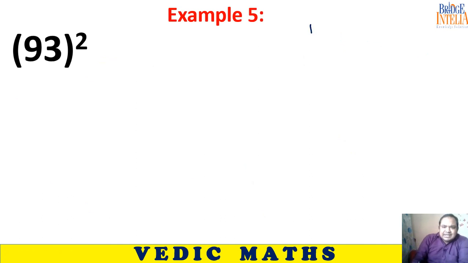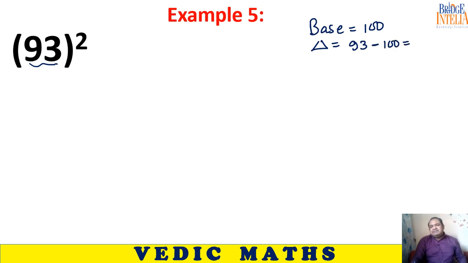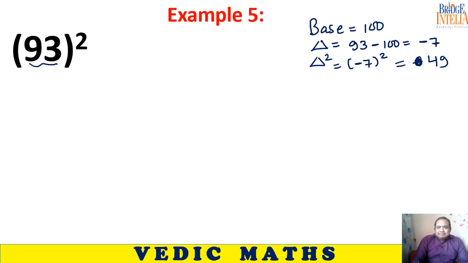Let's solve this one. Here again the base is equal to 100. For the deviation, from the given number 93, you have to subtract 100. Here again the deviation is negative, -7. Delta square is -7 whole square, that is positive 49. If you find the square of any negative number, the answer will be positive only. The base is 100 and 100 contains two zeros, so first you write two blank spaces here, and in these two blank spaces you write the value of delta square.